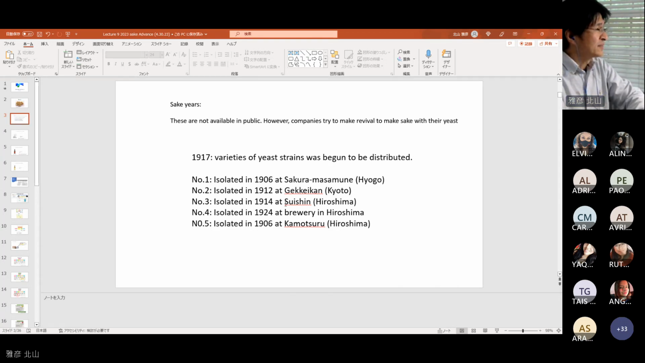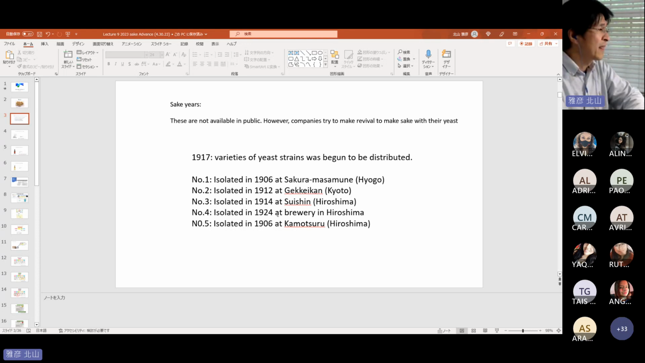2 years later, next is in Hiroshima Prefecture. Sake produced in Hiroshima was awarded. And Seishin is the name of a brewery in Hiroshima. Their sake was awarded. So the Japanese government tried to isolate the yeast strain from Seishin sake, and they began to distribute the number 3 yeast strain to breweries all over Japan from the year of 1914.